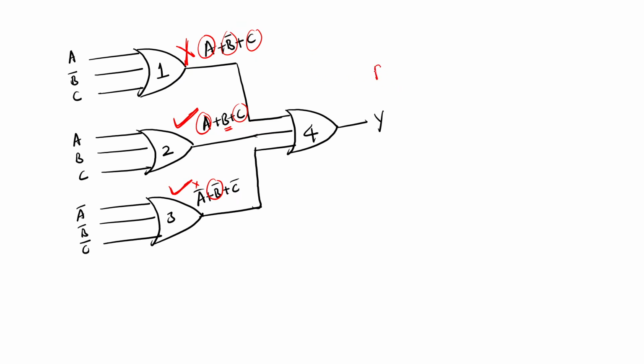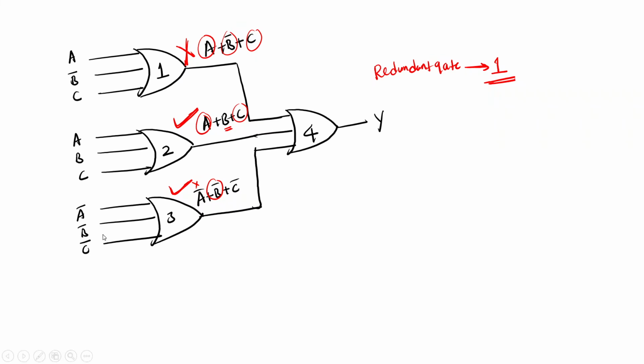So what is the redundant gate? The redundant gate is nothing but gate 1. Gate 1 is the redundant gate. Okay, so like this you need to find out the redundant gate. So this is about today's session.